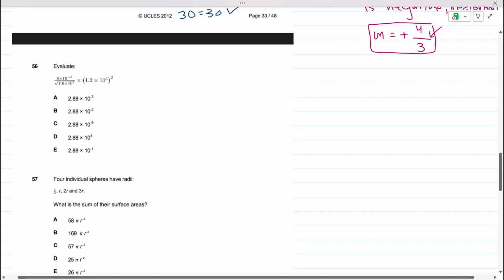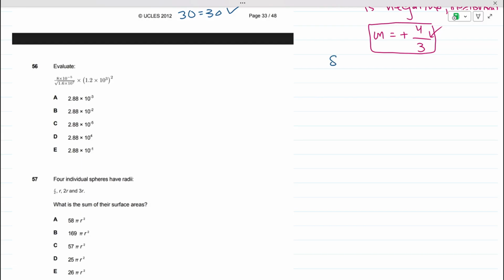Okay, let's move towards the 56th question. It is again a very interesting question and the easiest question in this entire paper. So let's write the entire thing once: 8 into 10 to the power minus 5, divided by the square root of 1.6 into 10 to the power 7 into 1.2 into 10 to the power 3. Now we are supposed to simplify and evaluate this. So this is again very interesting.